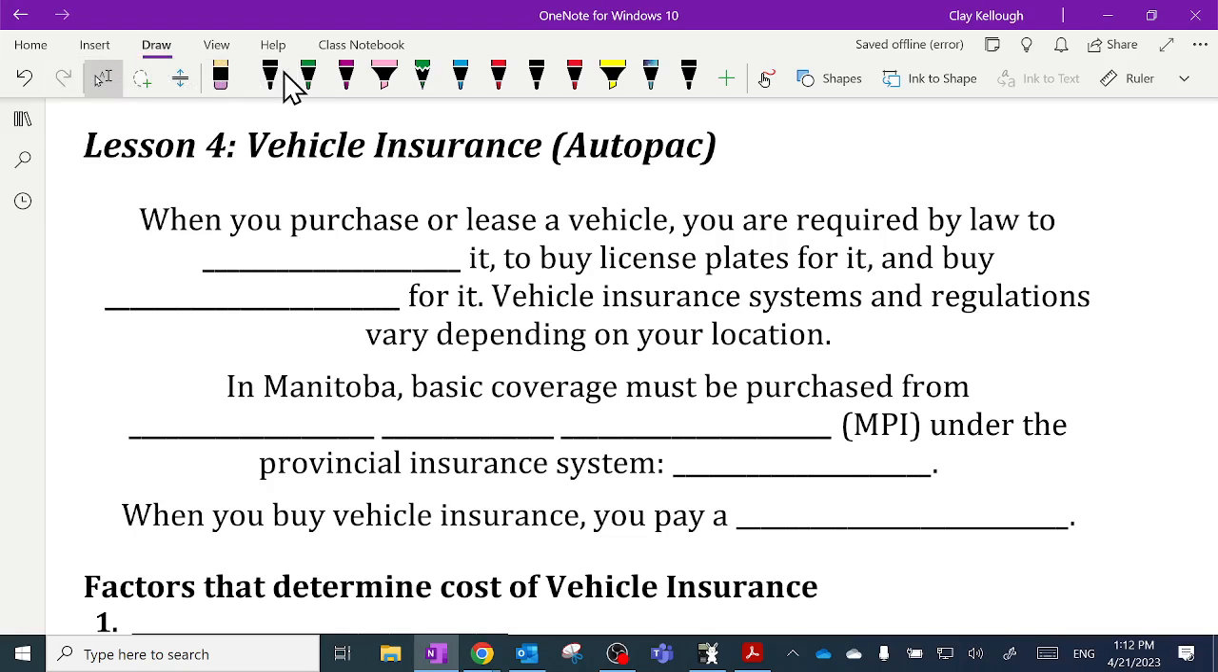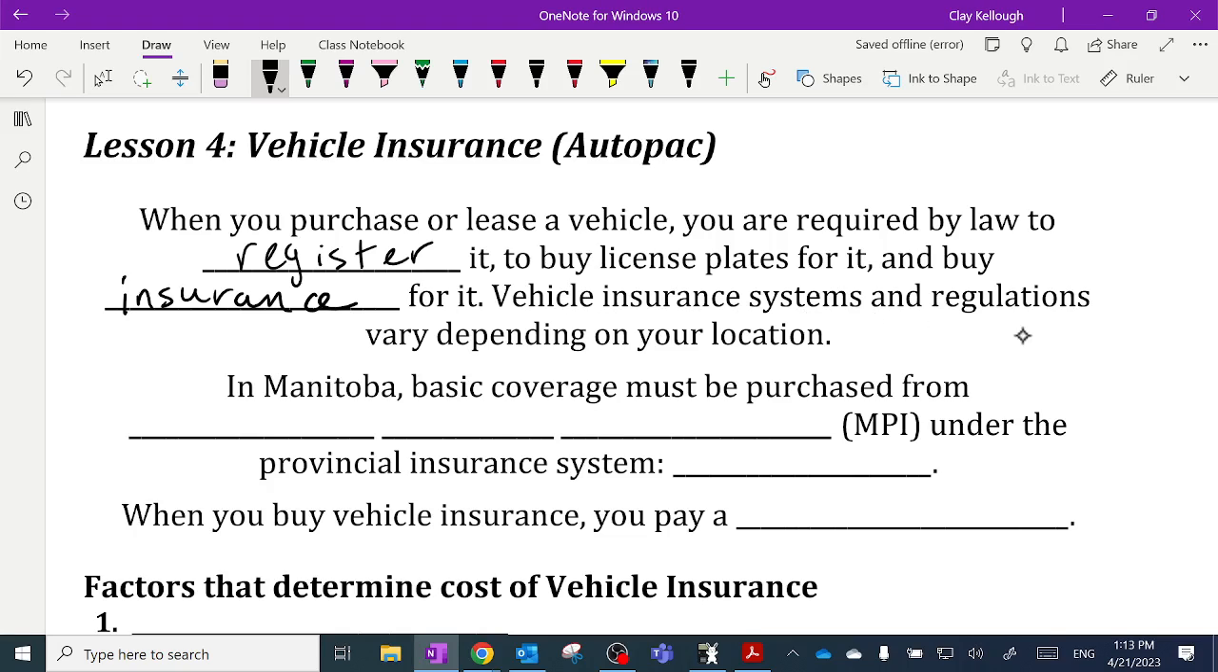When you purchase or lease a vehicle, you are required by law to blank it. Insure is actually the second blank. To buy license plates for it and to buy insurance. That's the word we want in the first blank. So the second blank was insurance. That was a good guess. But the first blank is register. You have to register. You can't just buy a vehicle and start driving. It has to be registered.